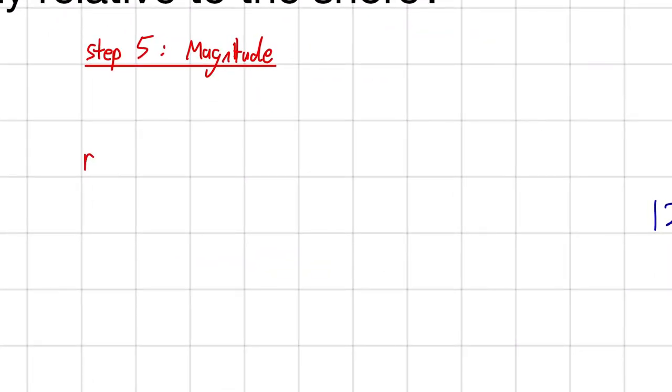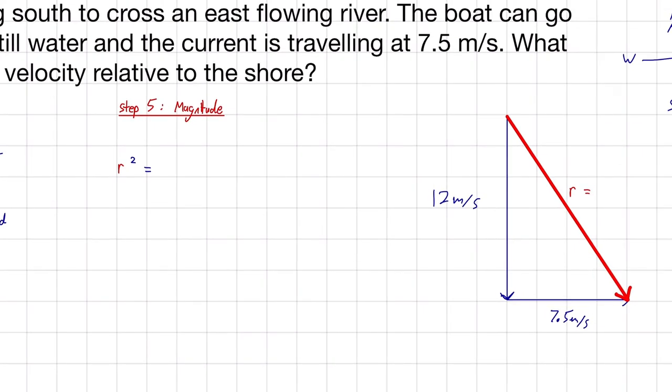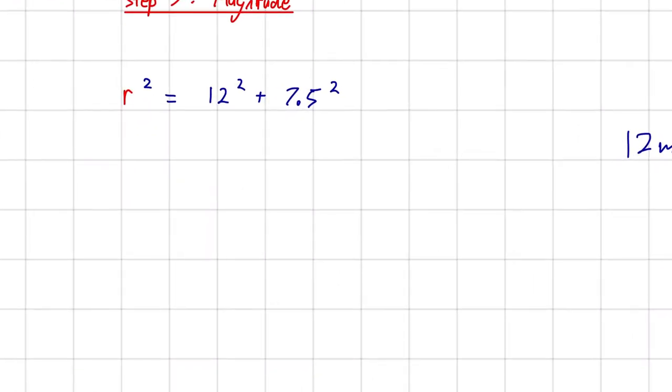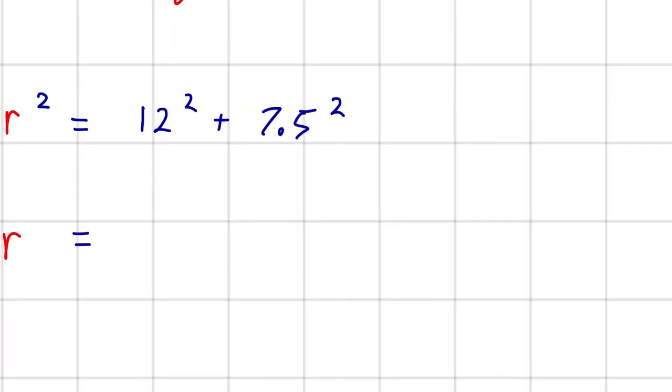So the Pythagorean theorem tells us that R squared is equal to this side length squared plus this side length squared. So 12 squared plus 7.5 squared. Meaning that R, if we bring this square to the other side of the equation, it'll become a square root.